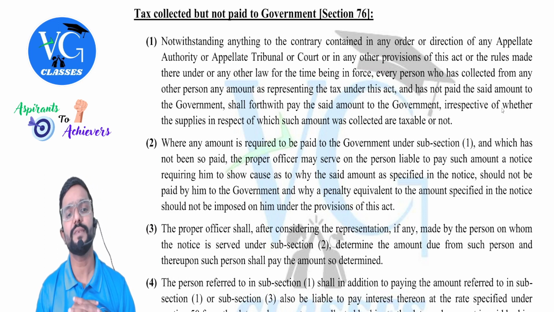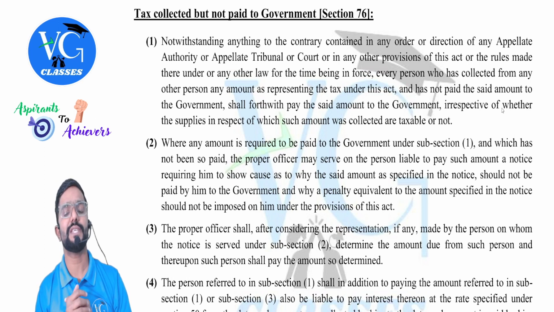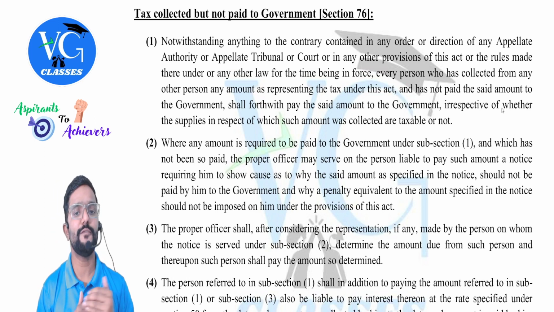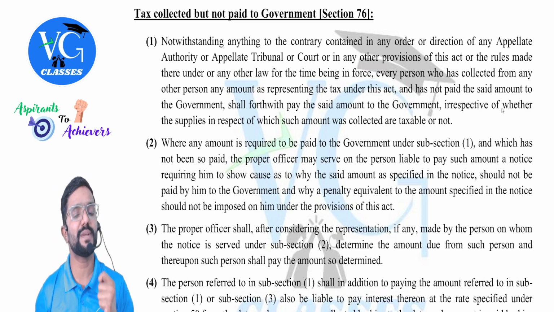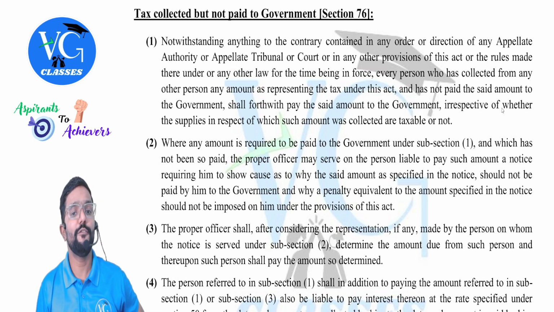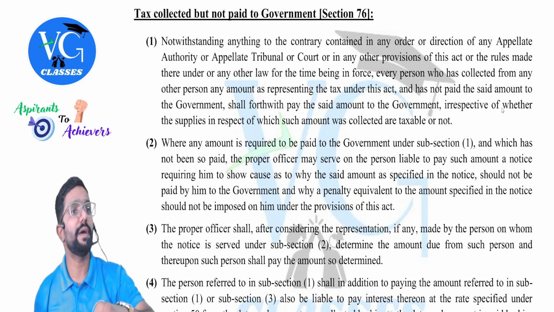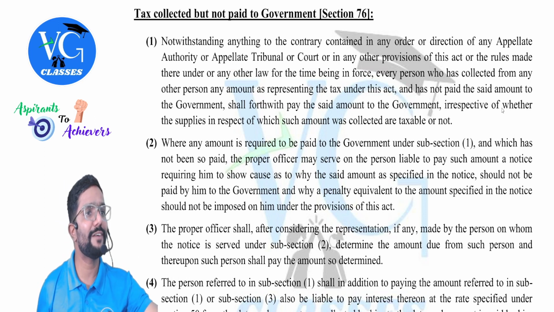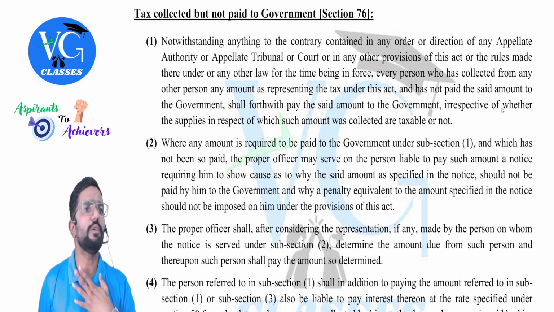Subsection 1. Notwithstanding anything to the contrary contained in any order or direction of any appellate authority or appellate tribunal or court or in any other provisions of this act or the rules made thereunder or any other law for the time being in force, every person who has collected from any other person any amount as representing the tax under this act and has not paid the said amount to the government shall forthwith pay the said amount to the government, irrespective of whether the supplies in respect of which such amount was collected are taxable or exempt. Guys, simple. If I have collected 2 lakh from my recipient, it is my duty to remit it to the government, because whose revenue is this? Government, not mine.